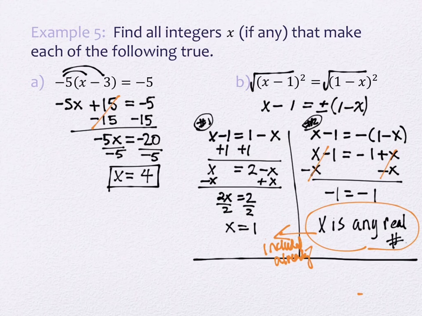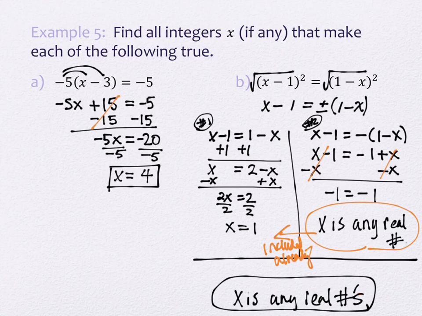So what is my answer? Well, my answer is the second one that I just got. X is any real number. If you want to be real specific, we've really been working with only integers, so it's any real or any integer. But it's true that it's any real number too.